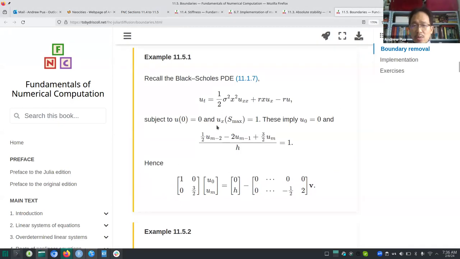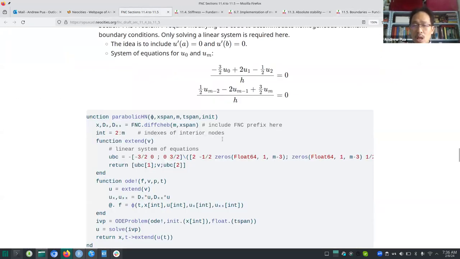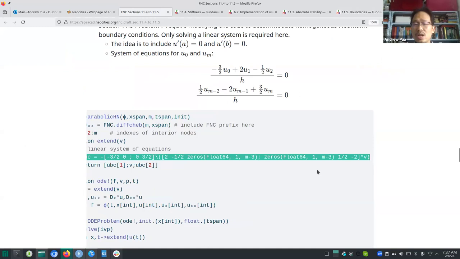Yeah. So in one of the examples, the idea is that you want to solve these U sub zero, U sub M in terms of the V. Because you know how to solve this V part, finding this U sub zero, U sub M could be done in terms of the V. So this is basically how to modify the code so that you allow for these homogeneous Neumann boundary conditions.